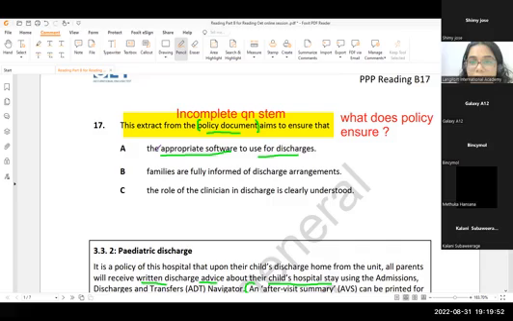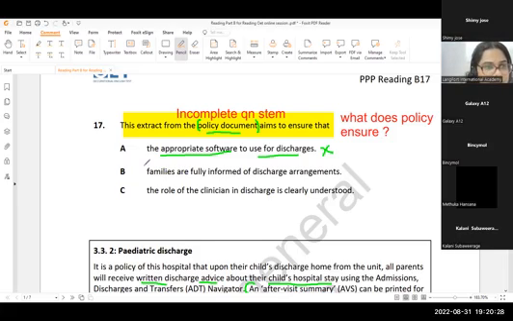No. So okay, which brings me to the second option, Sangeeta. So we can reject this. Yes, next one, Sangeeta. This extract from the policy documents aims to ensure that families are fully informed of discharge arrangements. So is the policy trying to ensure that families are fully informed, they have enough knowledge of the arrangements we have made at the time of discharge? Is that what the policy is trying to convey?